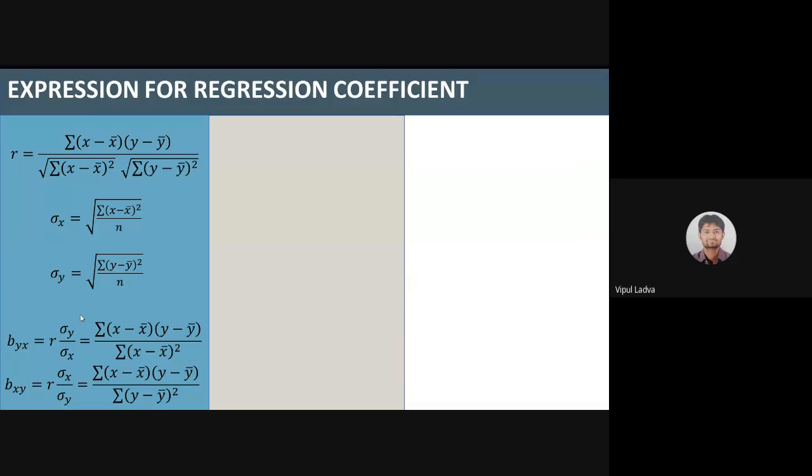I'm going to give you comparatively one of the simplest formulas for both the regression coefficients. As I said, the regression coefficient has a formula. If I'm dealing with the regression coefficient bxy, then what will its formula be? r times standard deviation of x divided by standard deviation of y. This is the formula for r, this is the formula for the standard deviation of x, and this is the formula for the standard deviation of y.